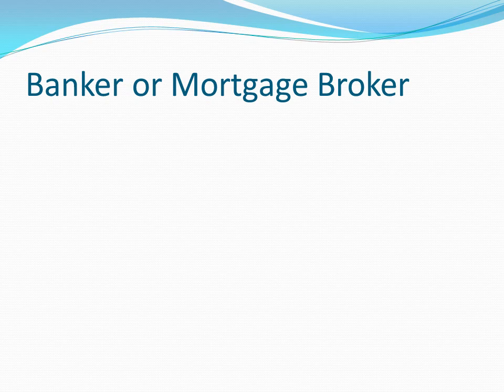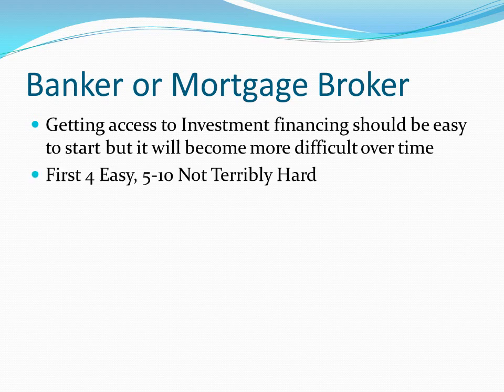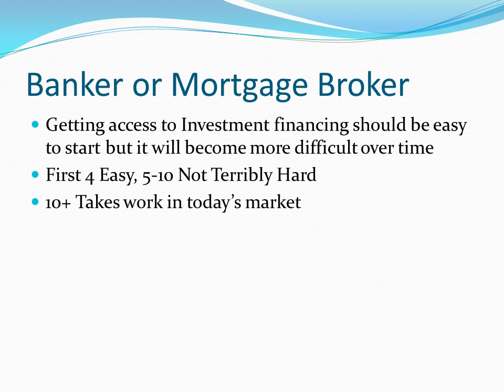And then the bankers. Right, these are the ones I left for last because it's frankly the easiest thing to do up front. Getting access to investment financing is pretty easy for a full-time employee. It's very easy for the first four purchases, right? So first four investment properties. The next 5 through 10 are not terribly hard and actually getting easier. After 10 takes work in today's market.